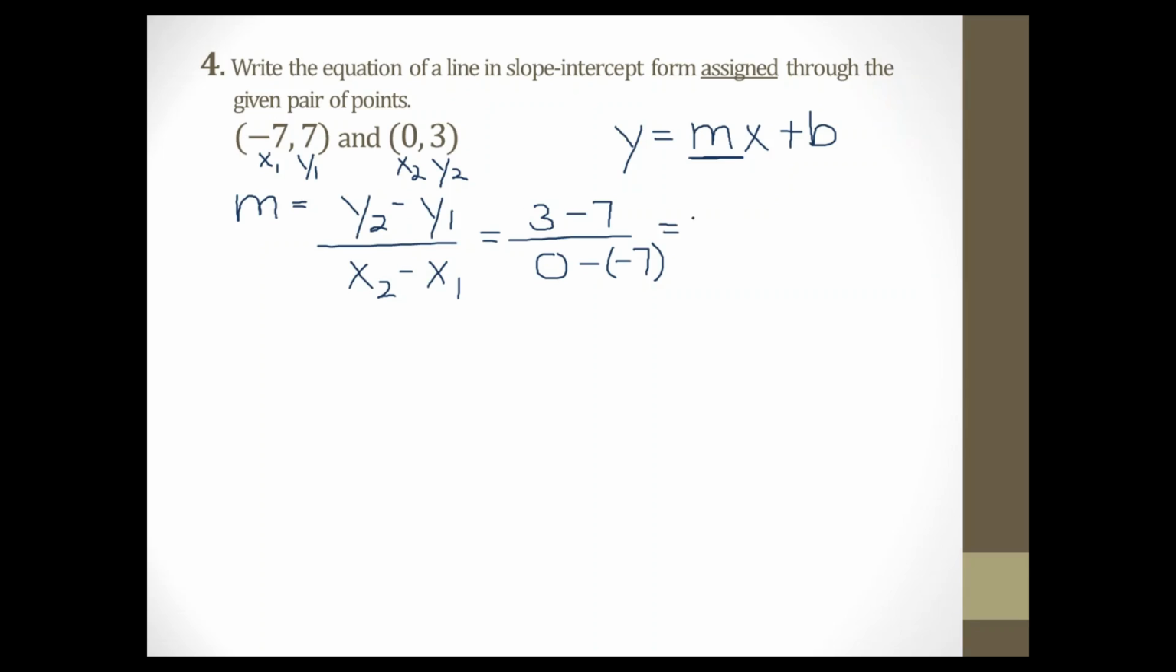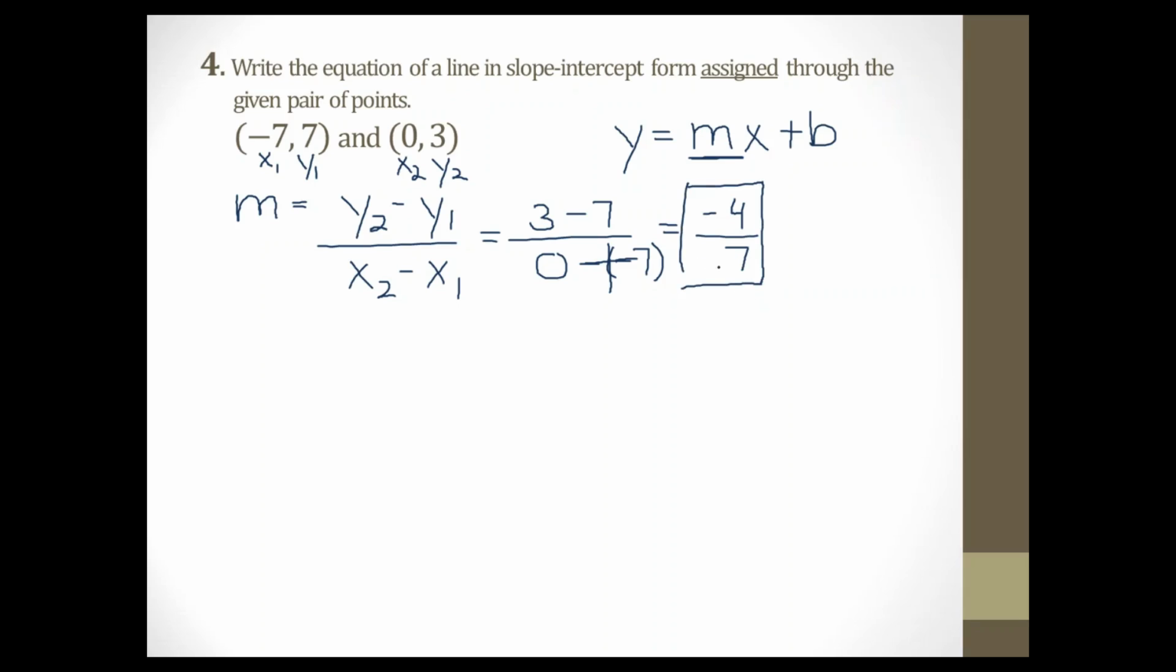Okay, so I'm going to simplify top and bottom. 3 minus 7 gives me negative 4, and then 0 minus minus, this actually turns into a plus. So 0 plus 7 is just 7. I always have to check if I can simplify or reduce my fraction to lowest terms, but in this case, this is my final answer. So this would actually be my m.